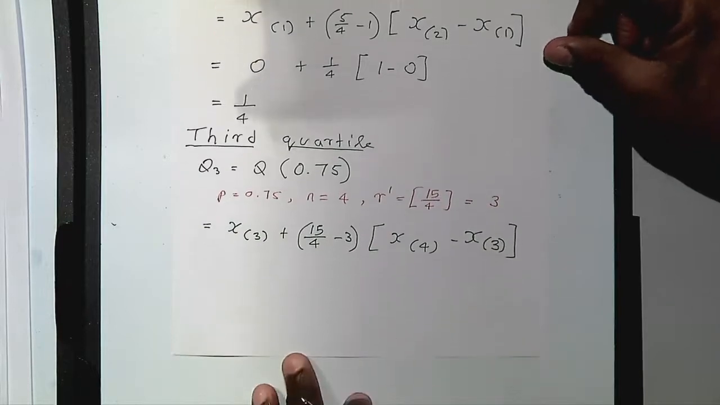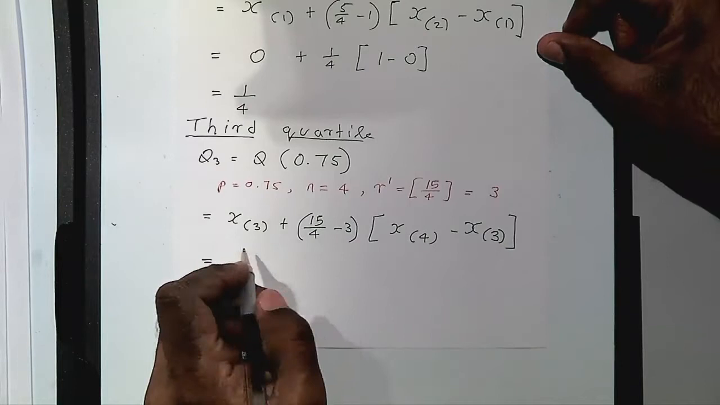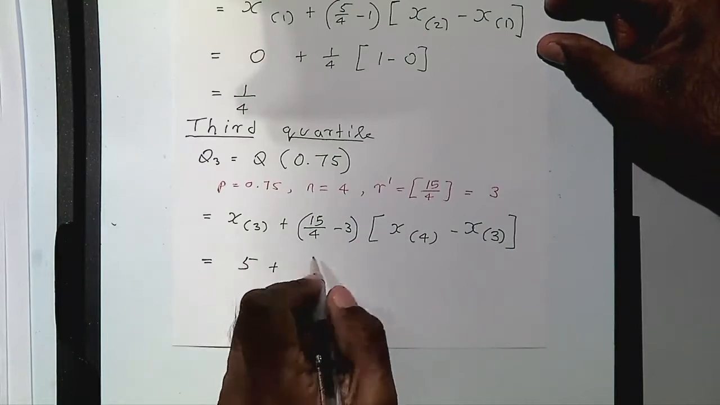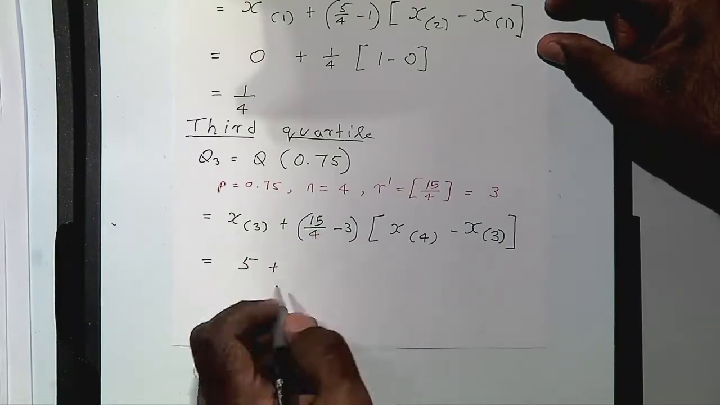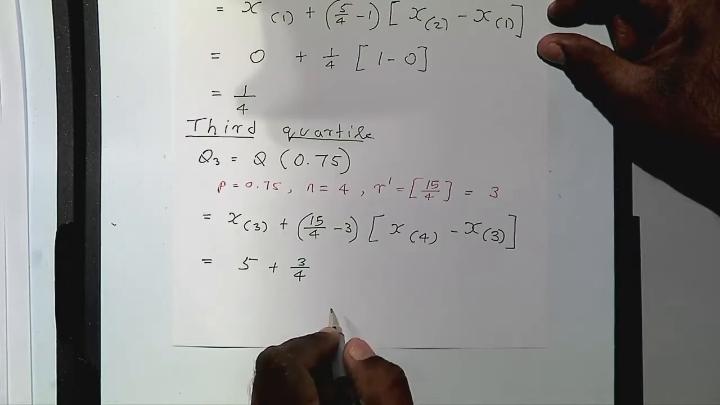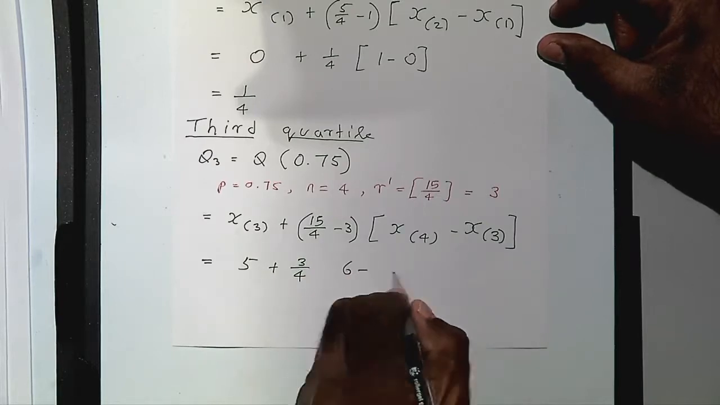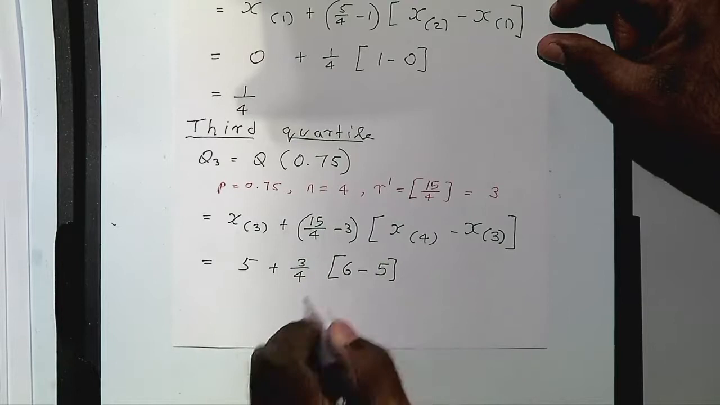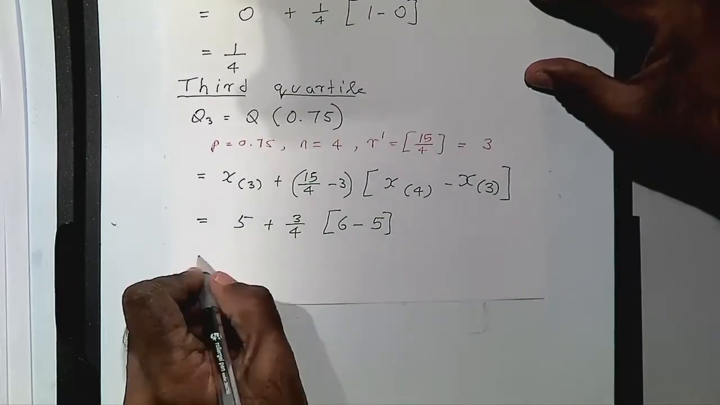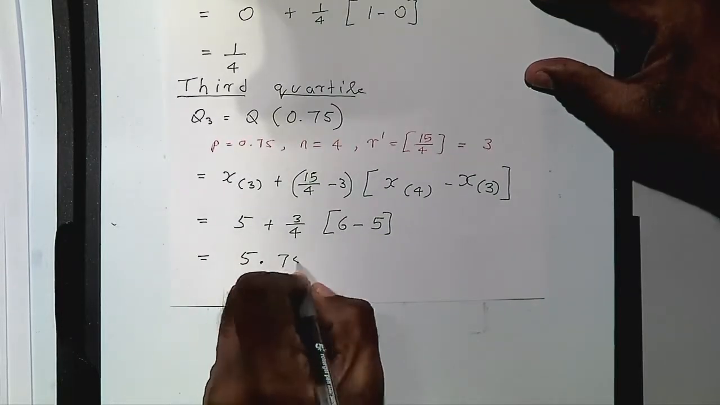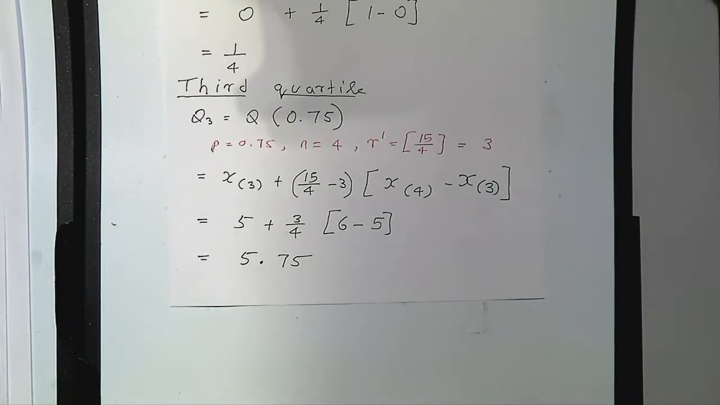All right, you will get this, right? X sub 3 is 5. This guy here is 3 over 4 times x sub 4, which is 6, minus 5. Okay, so this is going to be 5.75. Is that clear? So the third quartile is 5.75. And the first quartile is a quarter. Okay? All right, let me put this over here.